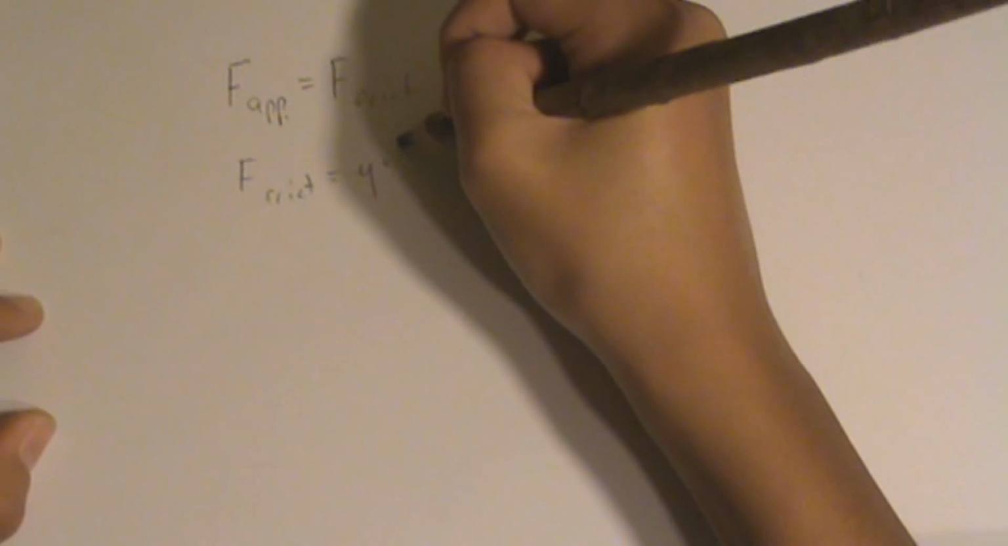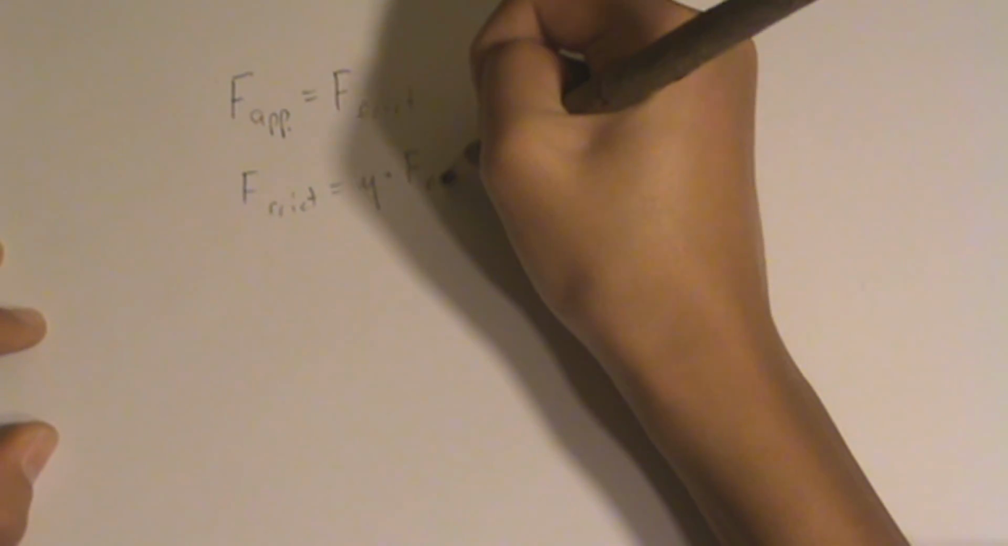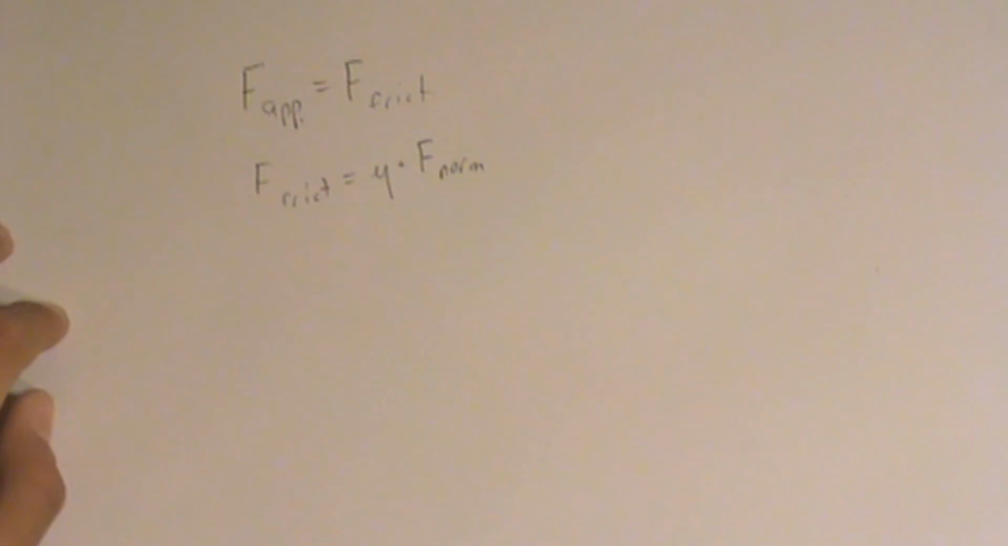Since we kept applying force to the phone until it just began to move, we can assume that F application equals F frict. And with our known equations, we can say that F frict equals mu times F norm.